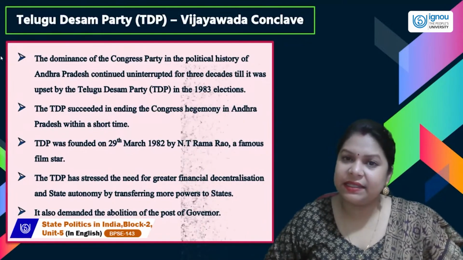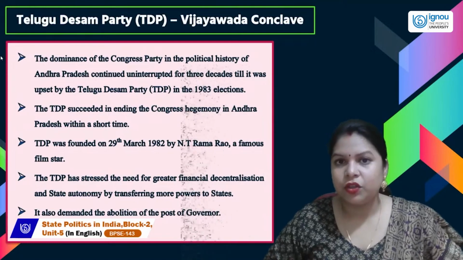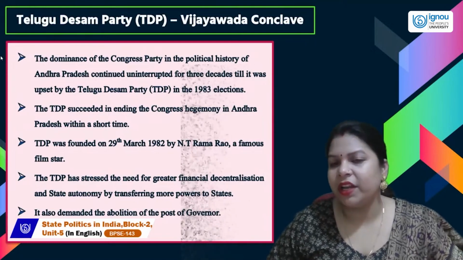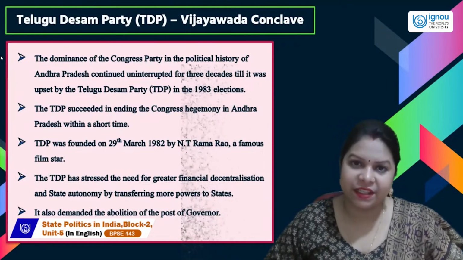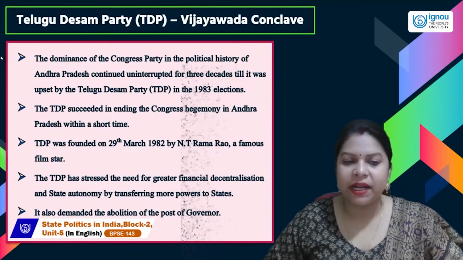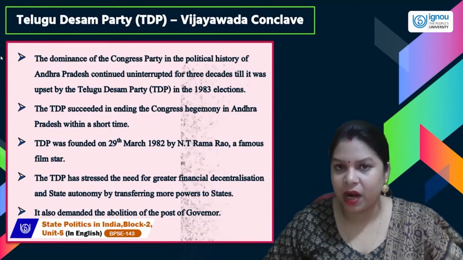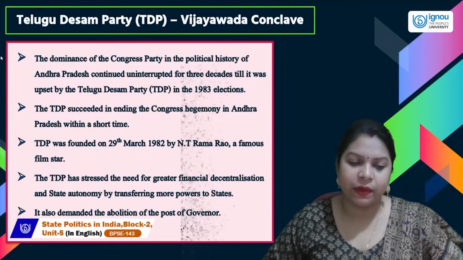The TDP succeeded in ending the Congress hegemony in Andhra Pradesh within a short time. So it was in a very short time that the TDP overthrew the Congress hegemony. And this TDP, the Telugu Desam Party, was founded on the 29th of March 1982 by N.T. Rama Rao, who was a very famous film star.